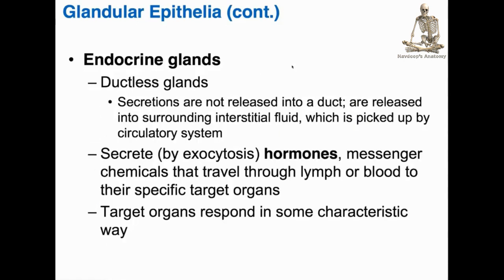Whereas endocrine glands are the ductless glands. They do not have any ducts for their secretions, and the secretions are not released into a duct but into the surrounding interstitial fluid. Whatever interstitial fluid is present around them, they secrete into it, and it is picked up by the circulatory system and carried to the target area, and they secrete by the process of exocytosis. They secrete hormones, which are messenger chemicals that travel through the lymph or blood to their specific target organs, and target organs in return respond in some characteristic way to these hormones, which we will be studying in the endocrine system in detail.